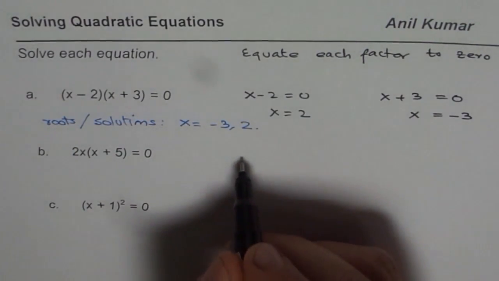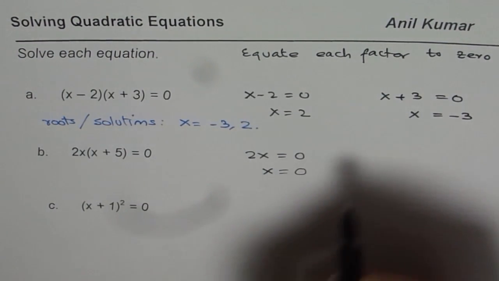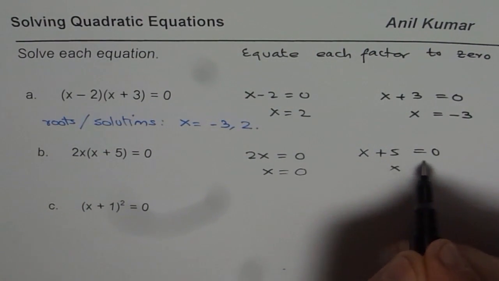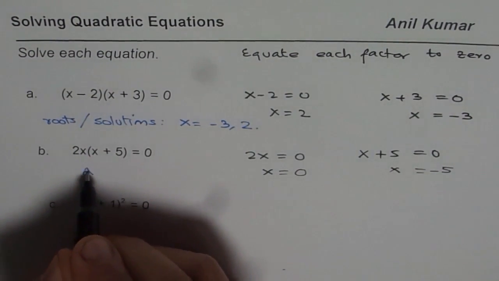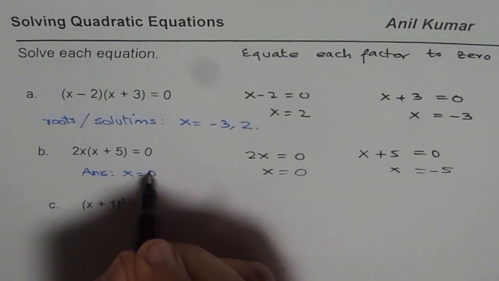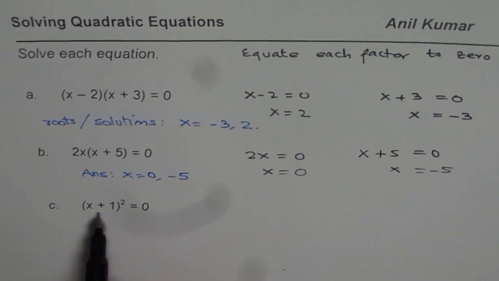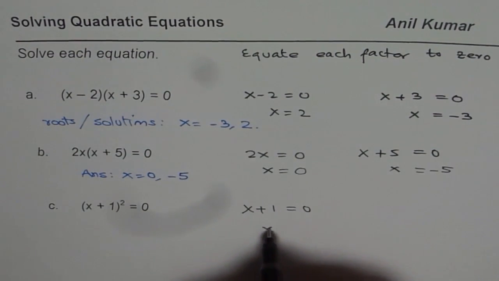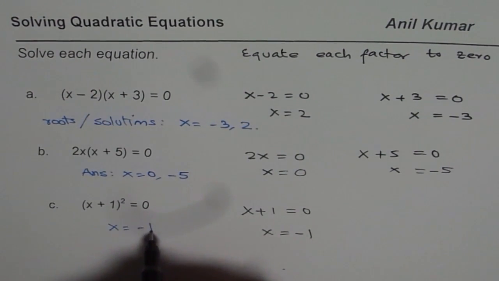Here the factors are 2x, so let us equate 2x to 0, that gives us x equals 0 divided by 2, which is 0, and then we have x plus 5 equals 0. Subtracting 5 from both sides, you get x equals minus 5, and so we can write down our answer as x equals 0 or minus 5. Okay? The last one here is (x plus 1) whole square. There's only one factor. Let us equate that to 0, and that gives us a solution as x equals minus 1. So in this case we have only one solution, and that is x equals minus 1.